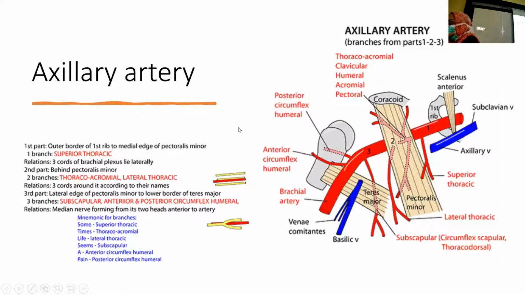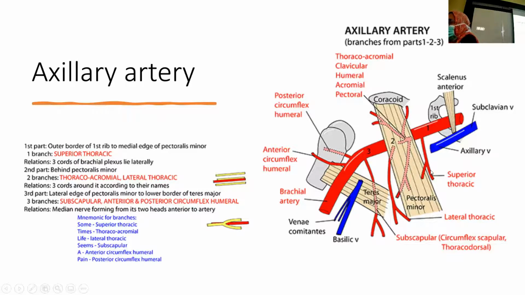So just talking about axilla, I'll just cover axillary artery and axillary vein before ending. So axillary artery, I think most of us know that it's divided into first, second, and third part, divided by the pectoralis minor muscle. So it's easy. First part has one branch, second part has two branches, third part has three branches. So the first branch is superior thoracic.